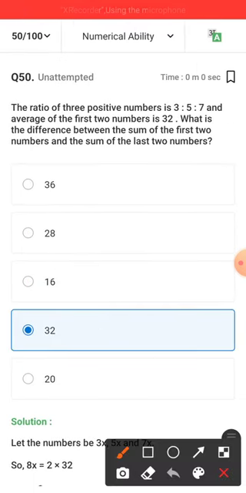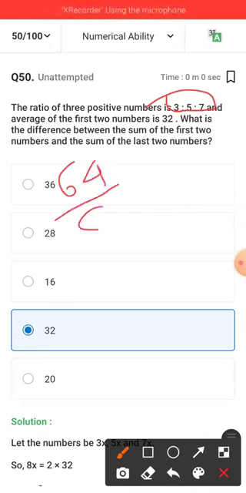Next question. Ratio of 3 positive numbers is 3:5:7. Average of first 2 numbers is 32. So sum of first 2 numbers is 64, and which constitutes 8 part. 3 plus 5, 8 part, which is 64.